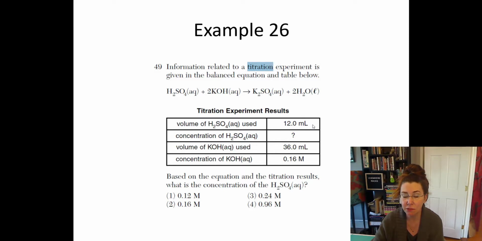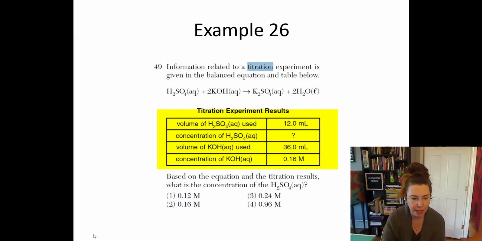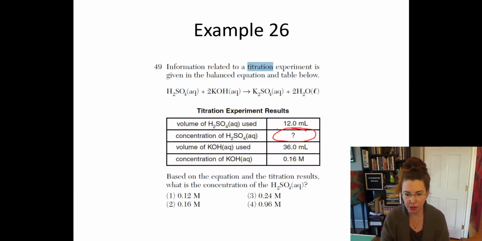Okay, example 26. So we're given information related to a titration experiment, and we're reacting sulfuric acid with potassium hydroxide to make potassium sulfate and water. This is a neutralization happening within a titration. It's giving us the volume of the sulfuric acid, the volume of the potassium hydroxide, and the concentration of the potassium hydroxide. The piece of information that we have not been given is the concentration. So we're going to have to calculate that. So it says, based on the equation and the titration results, what is the concentration of the sulfuric acid?